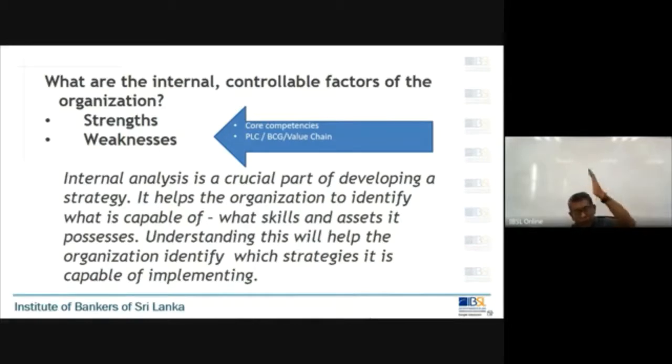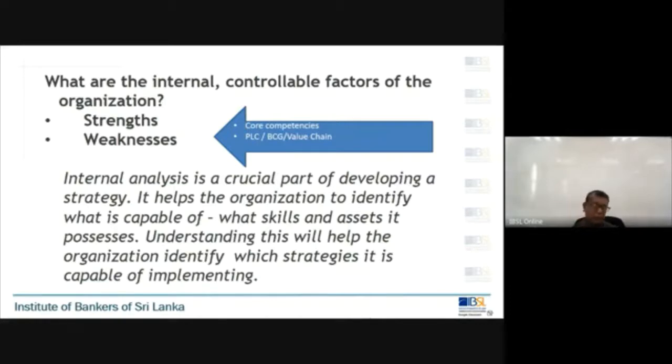Vision tells you the direction. Mission tells you what to do. Goals are the things we need to achieve. Objectives are how we are going to achieve all these things. So that's what we learned last time, answering the fundamental question of where we are going to be.